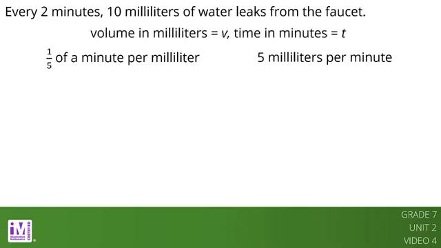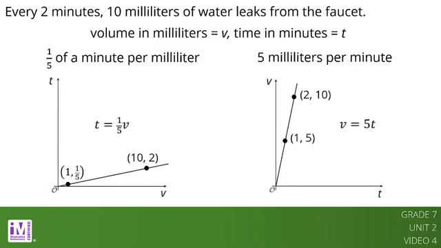Let's use V to represent volume in milliliters and T to represent time in minutes. Here are the graphs and equations that represent both ways of thinking about this relationship. Even though the relationship between time and volume is the same, we are making a different choice in each case about which variable to view as the independent variable.